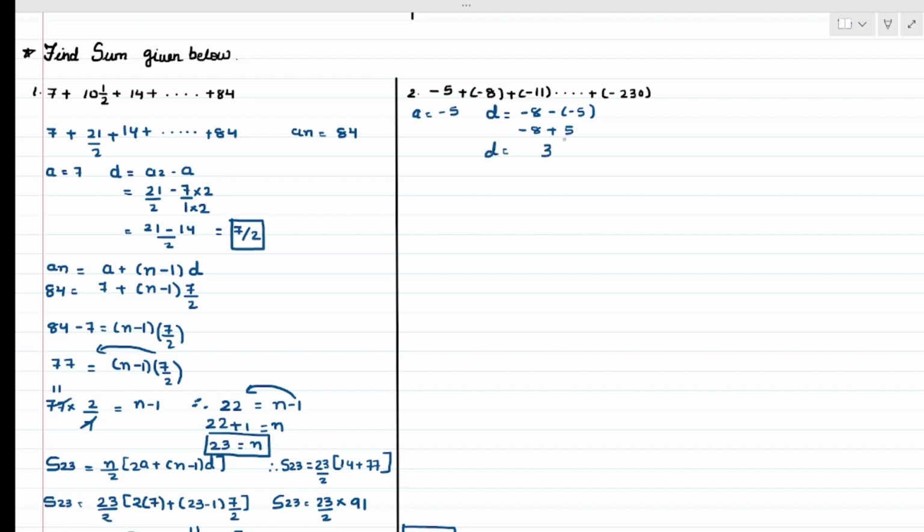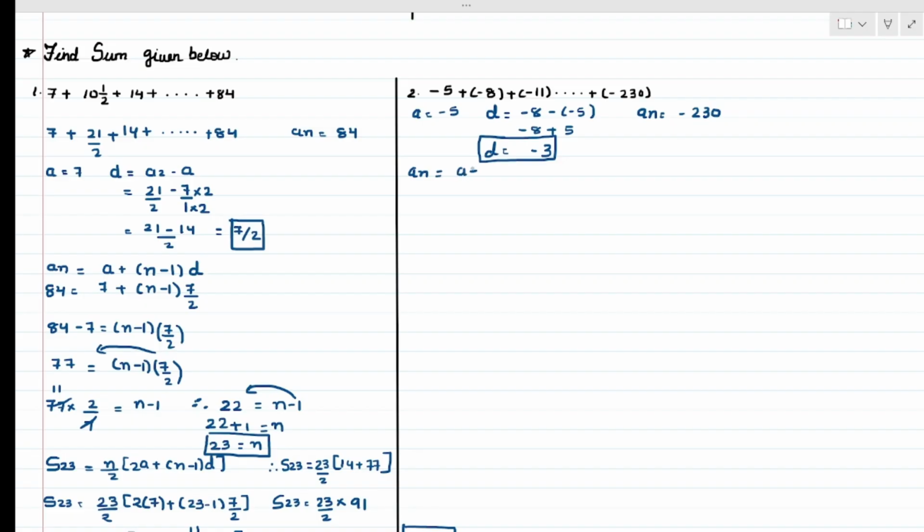Will it be positive or negative? So it will be negative as my larger number over here is a negative number. So I got my value of D is equal to minus 3. My AN is equal to minus 230. Okay, in this case again we are given AN. So first of all find your AN. From AN find your N. So write down the formula.